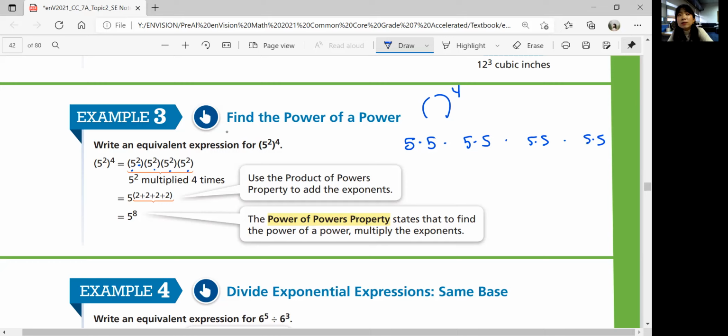What is really happening? You multiply the powers only when the power is on top of a power. If you have two of the same bases with different powers, or the same powers, it doesn't matter. You have the same base, that's when you add the powers. If you have a power on top of a power in one expression, that's the power of a power property. You can find the power of a power by multiplying the exponents. Okay, there's a difference.